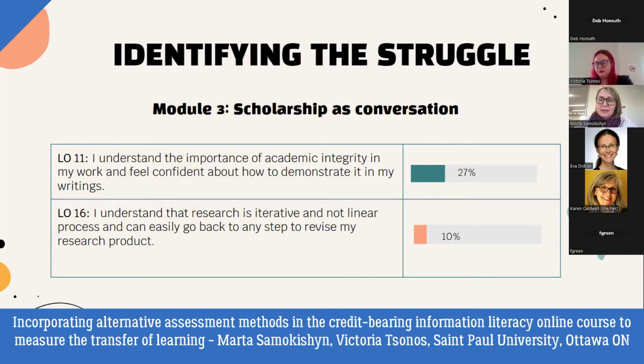Then this is another example from module 3, scholarship as conversation. Here we really focused on academic integrity skills, and we can see that 27% of students still struggled with the understanding of the importance of academic integrity in their work and confidence about how to demonstrate it in their writing. And then 10% of students struggled with understanding that research is an iterative and not linear process, and that they can easily go back to any step and revise their research product.